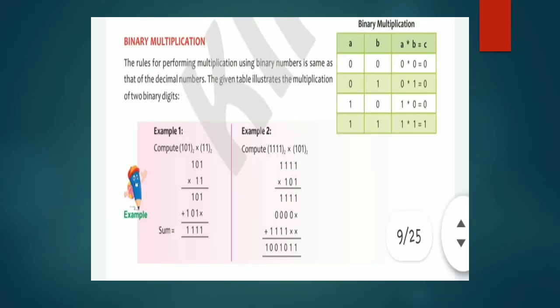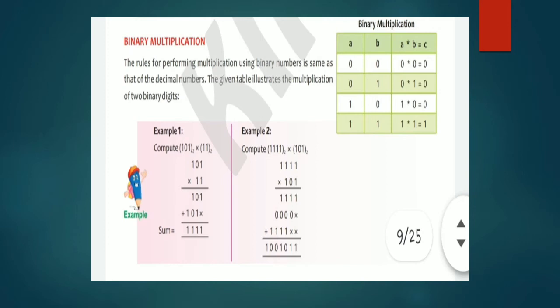In your book, binary multiplication is there. We revise it once again. The rules of performing multiplication of binary numbers are the same just like decimal numbers. The given multiplication of 2 digits are, firstly we again revise the cases. 0 into 0 is 0, 0 into 1 is 0, 1 into 0 is 0, and 1 into 1 is 1.